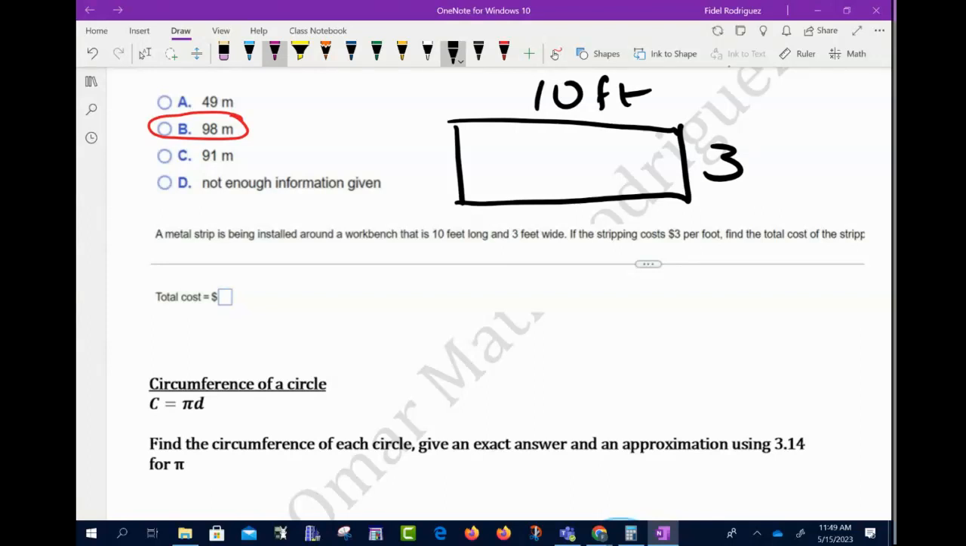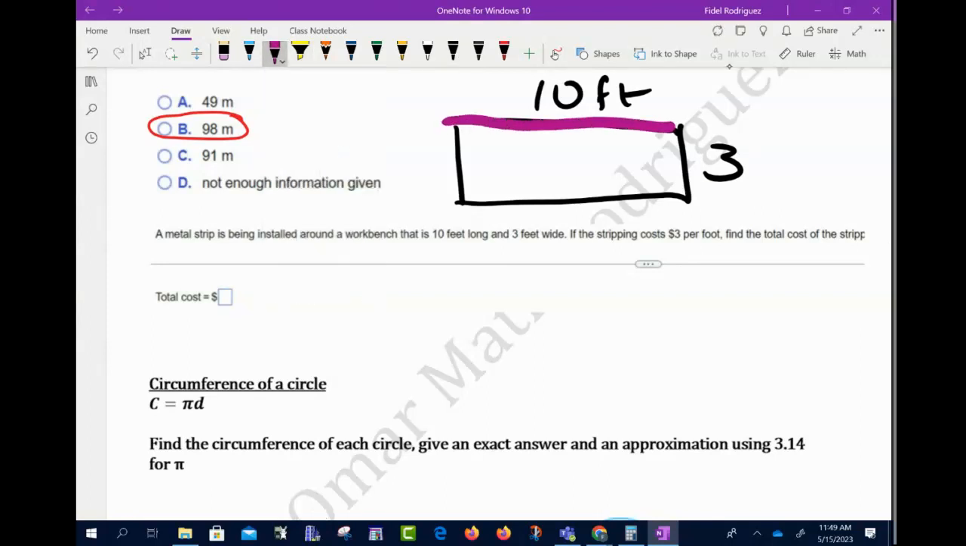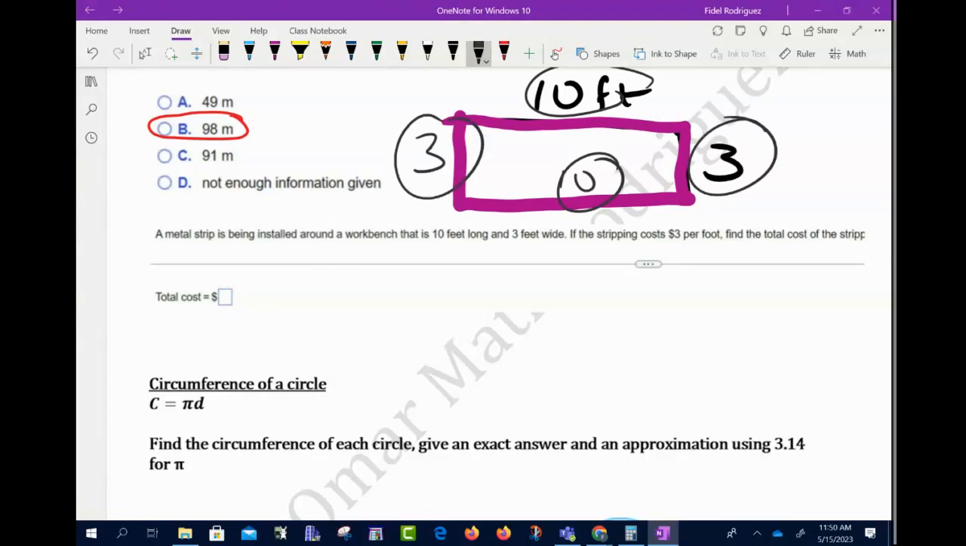Okay, so they're putting a metal strip. So what does that mean? They're going to be putting something that's going around this, right? Isn't that what we call the perimeter? Okay, so look, y'all, if that's 10, then that's got to be 10 too. And if that's 3, then that's got to be 3 too. So 10 and 10 is what? 20, plus another 3 and another 3 is 26. Okay, 26 feet is the perimeter.